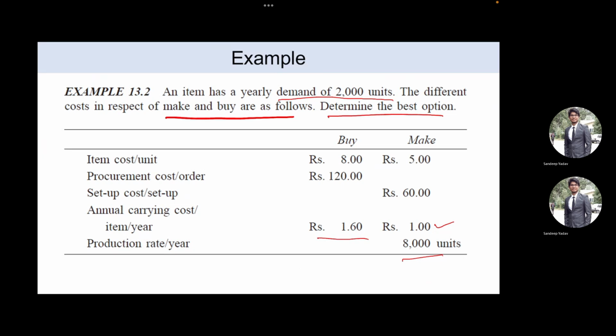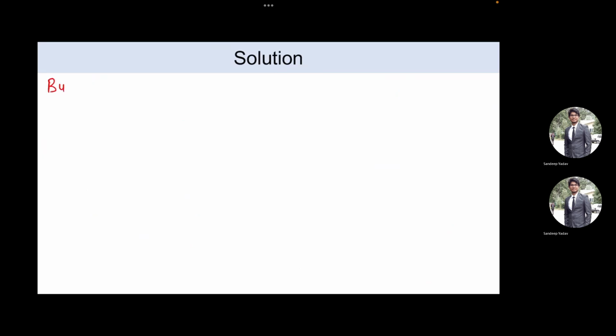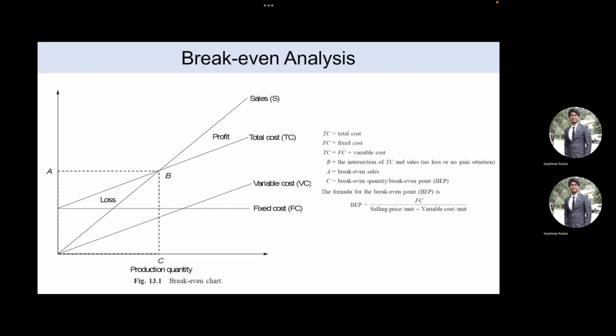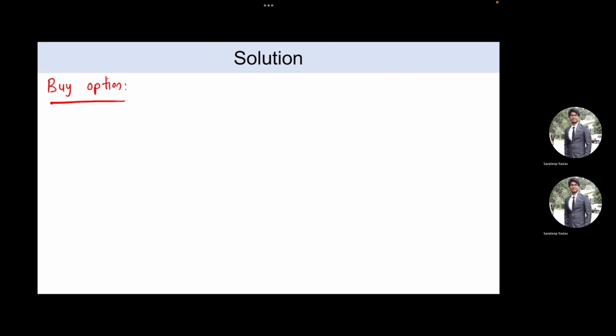Now let's solve this. First we will see the buy option. So here D is given, 2000 units per year. C naught is 120 rupees per order. CC is 1.60 per unit per year. Now we can calculate Q1.